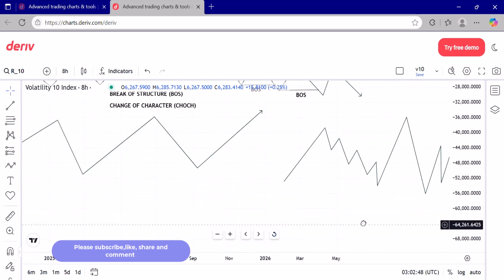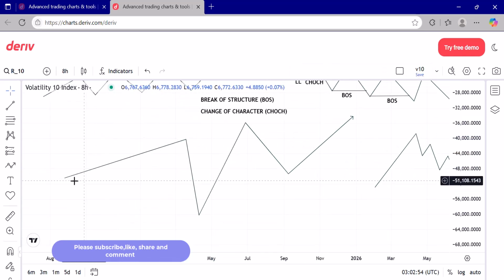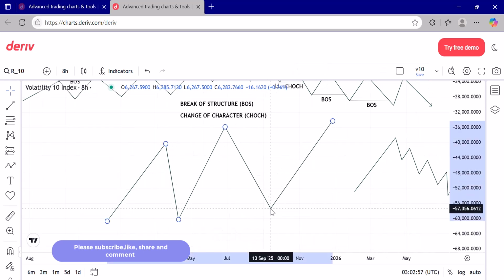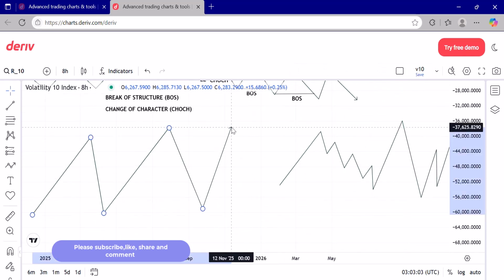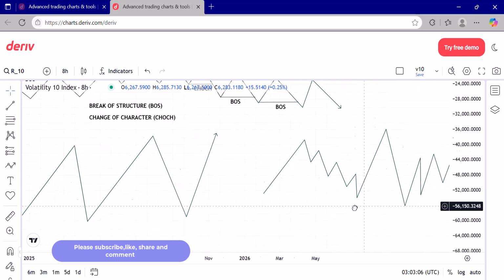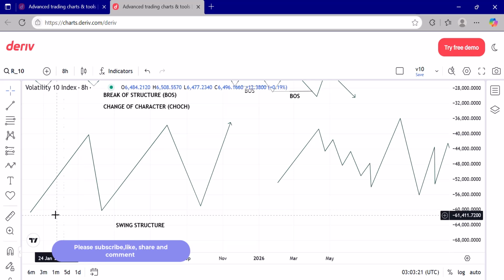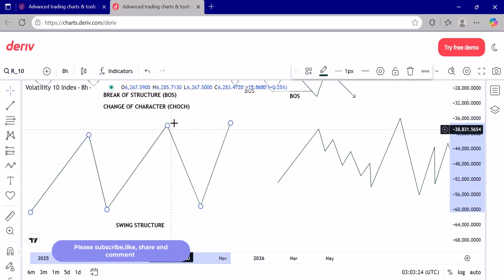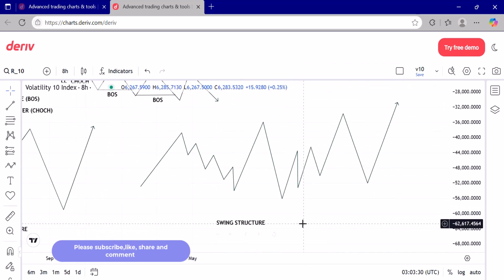All right. So, for example, in a bullish market, this is what we call swing structure. So called swing structure, meaning the market is making a series of higher high, higher lows, higher high, higher lows, direct.